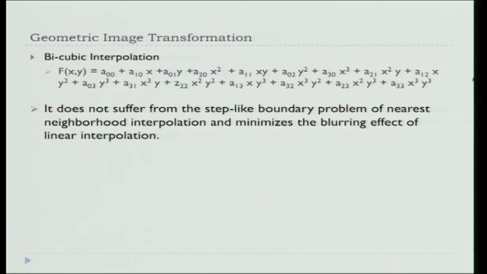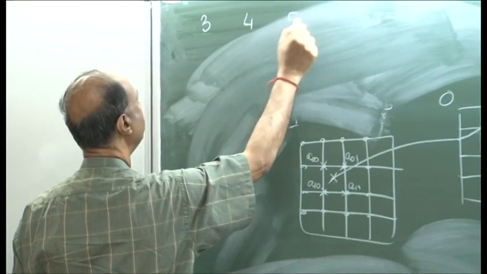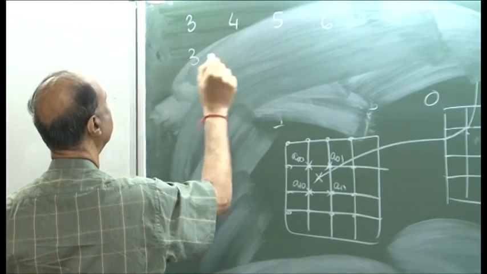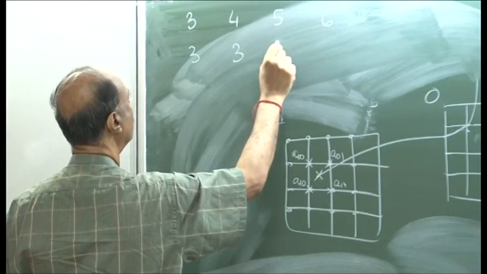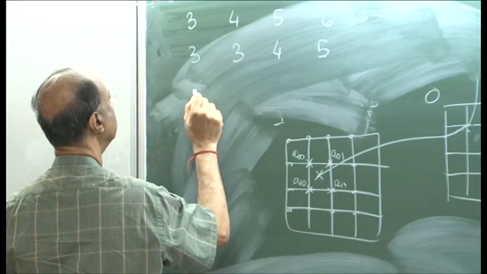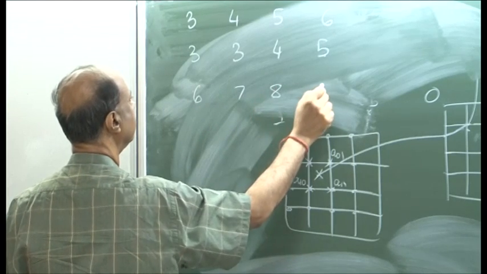Now, let us consider another example: 3, 4, 5, 6, 3, 3, 4, 5, 6, 7, 8, some numbers.